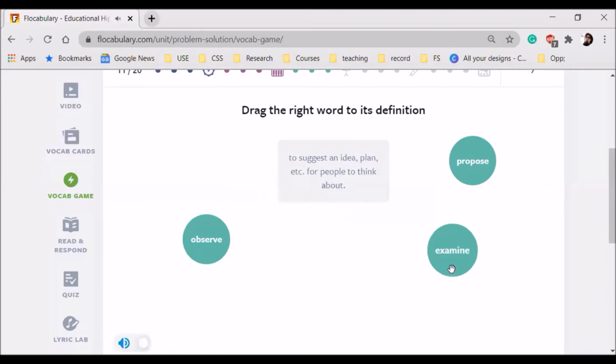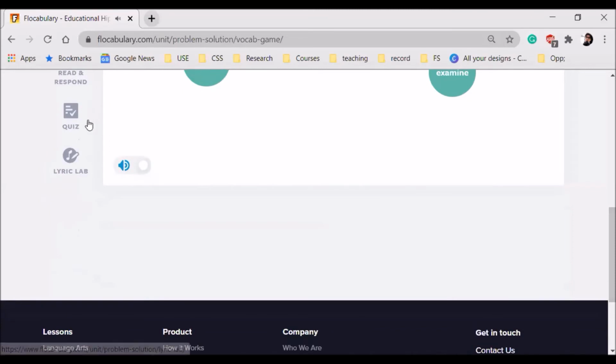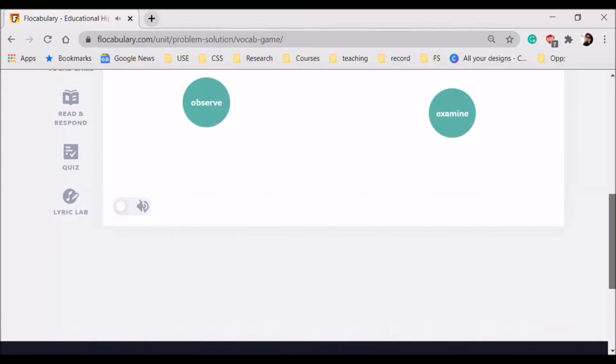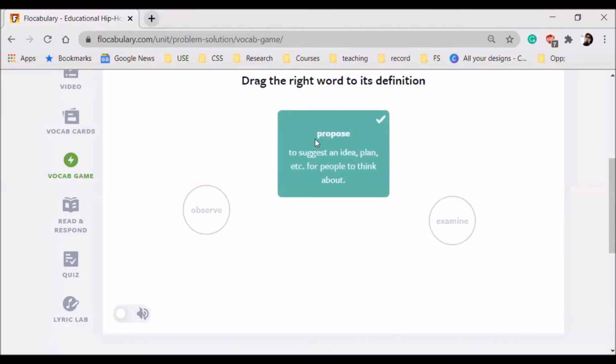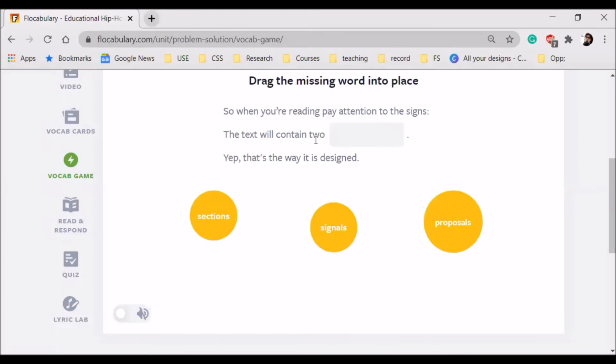Okay, drag the right word to its definition. Was the music disturbing, or was it fine? Okay, drag the right word to its definition. To suggest an idea, plan, etc. for people to think about. Propose. To propose an idea means I give you some idea and I suggest something and then you think about it. So when you are reading, pay attention to the signs. The text will contain two sections.